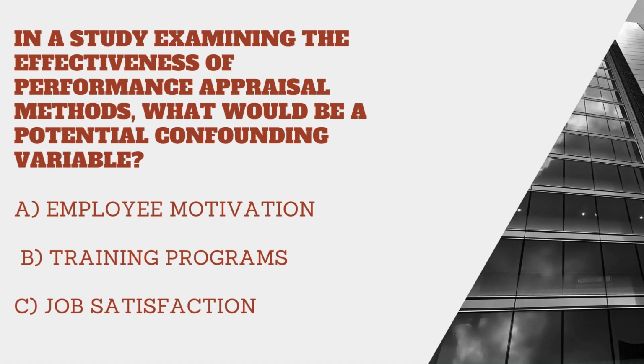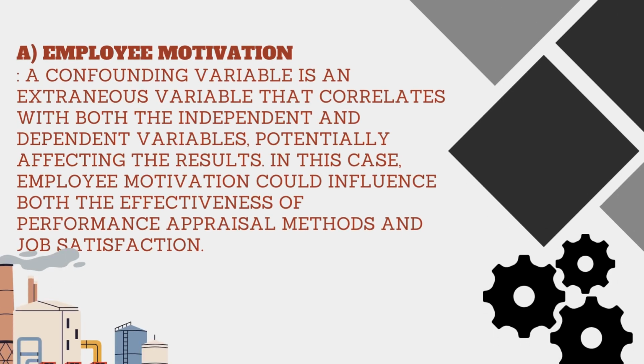In a study examining the effectiveness of performance appraisal methods, what would be a potential confounding variable? A. Employee motivation. B. Training programs. C. Job satisfaction. A. Employee motivation. A confounding variable is an extraneous variable that correlates with both the independent and dependent variables, potentially affecting the results. In this case, employee motivation could influence both the effectiveness of performance appraisal methods and job satisfaction.